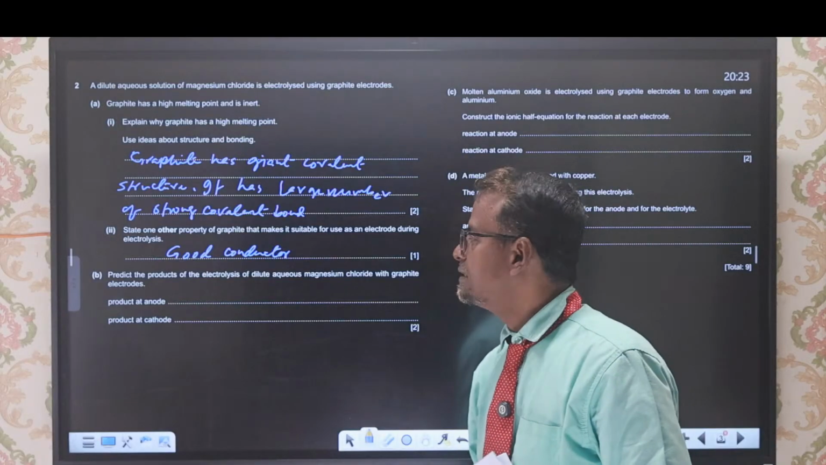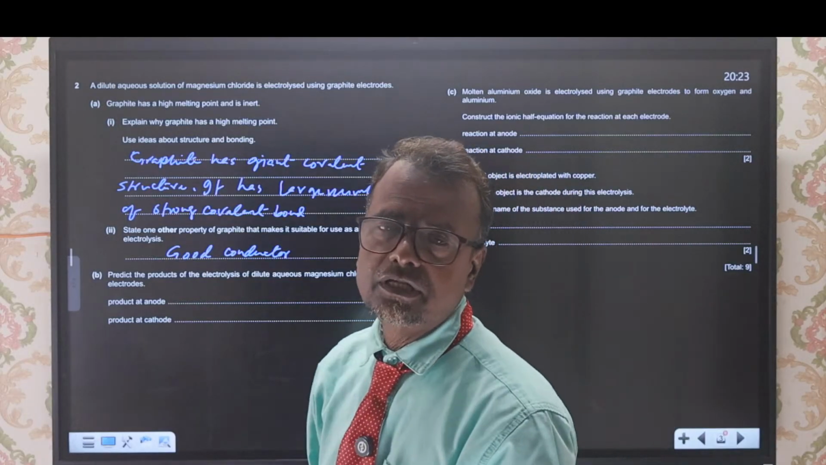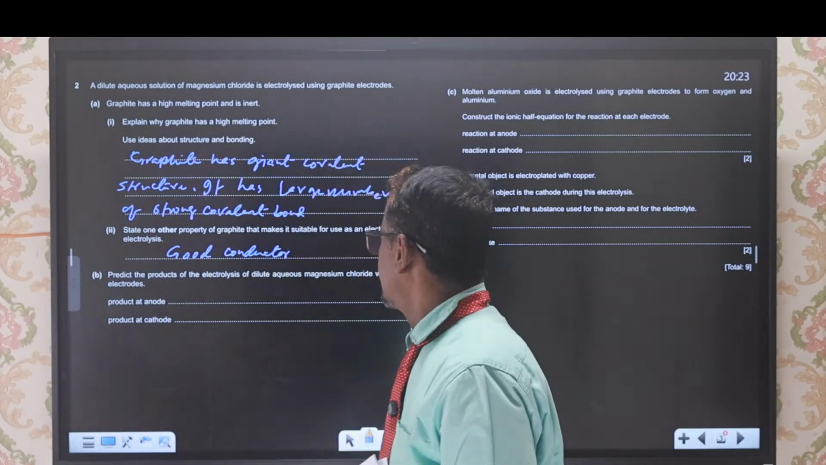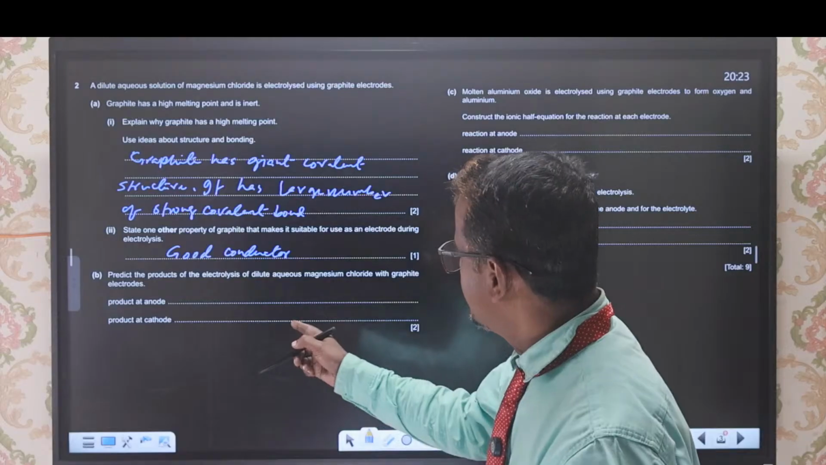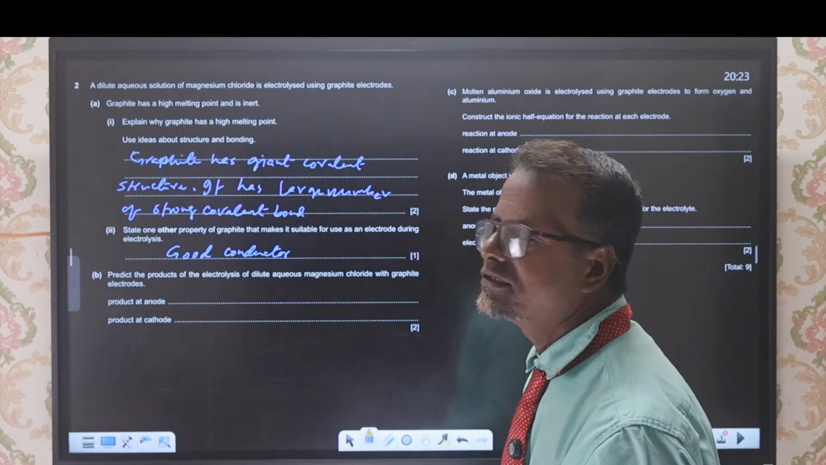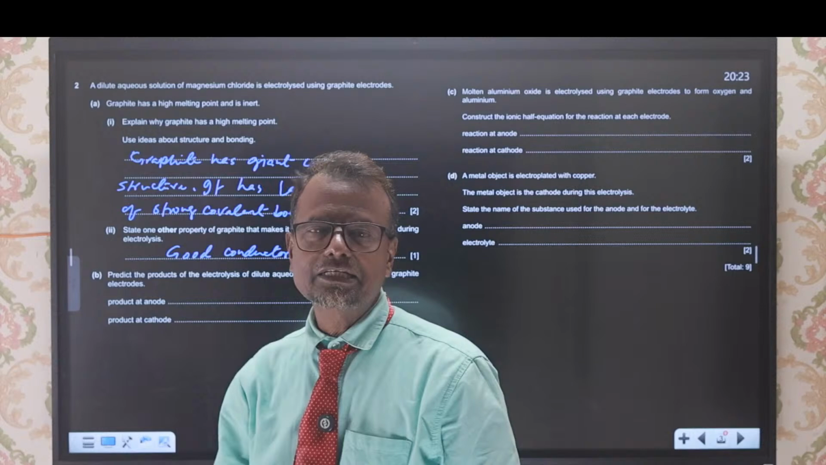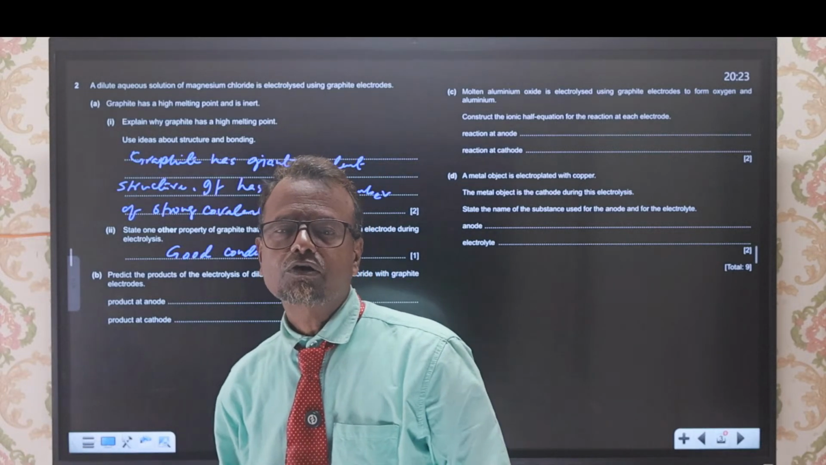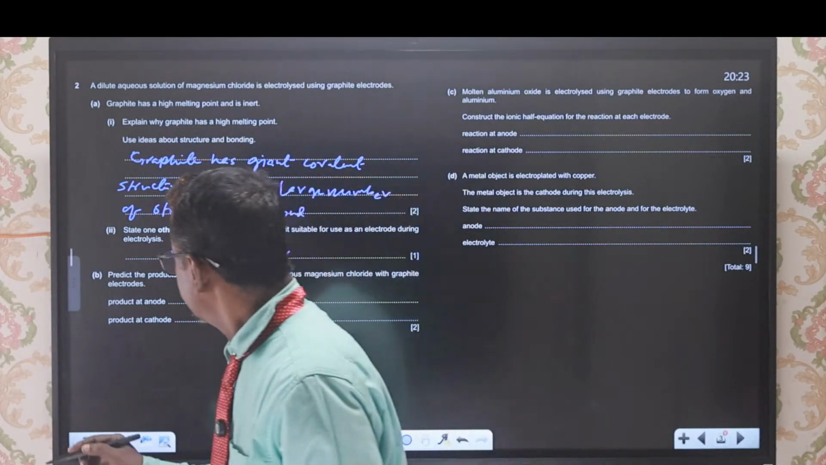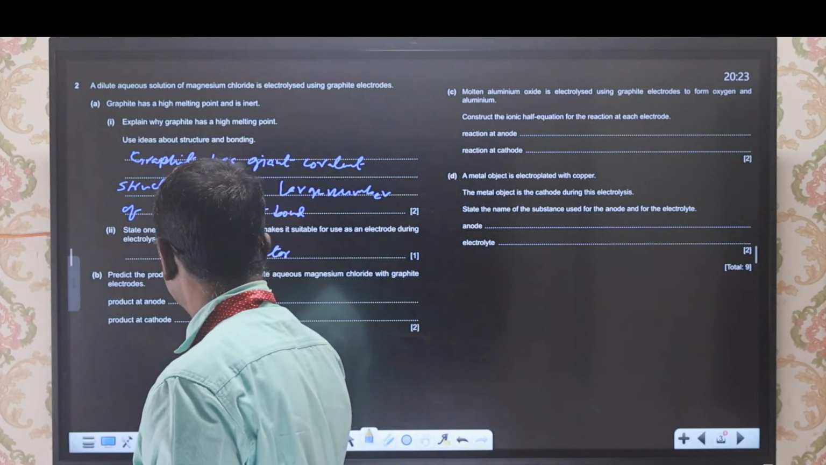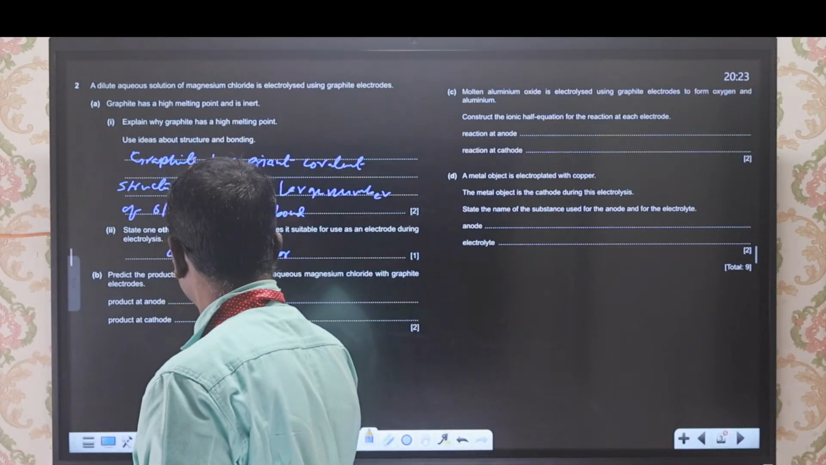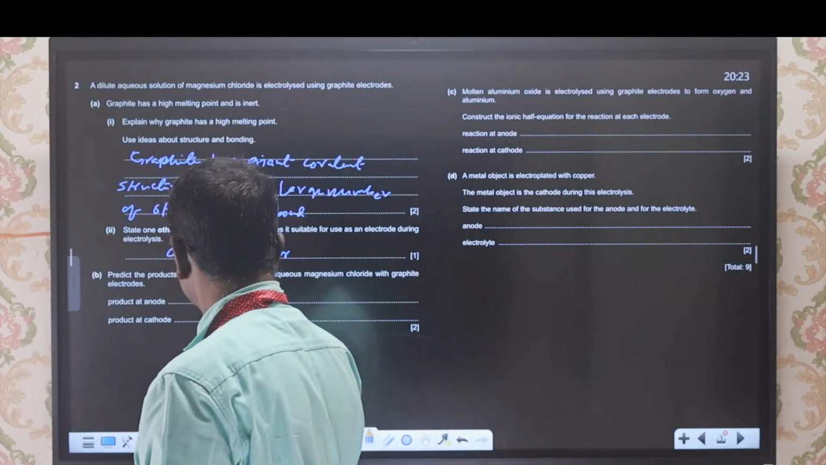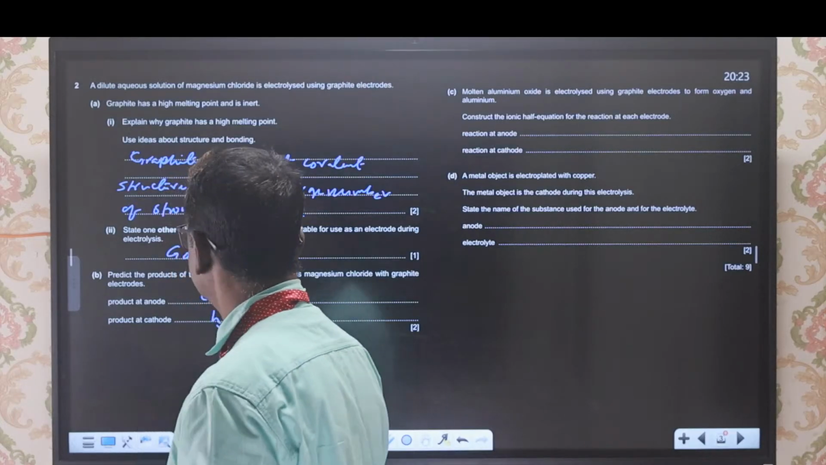Dilute aqueous magnesium chloride. If it is aqueous dilute, the anode product will be oxygen. And at the cathode, we get hydrogen because hydrogen is below magnesium, that is less reactive. So hydrogen will go to the cathode and oxygen will go to the anode. So the products will be oxygen and hydrogen. This is the answer.